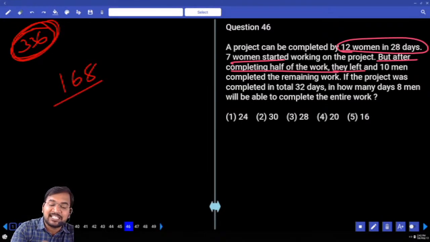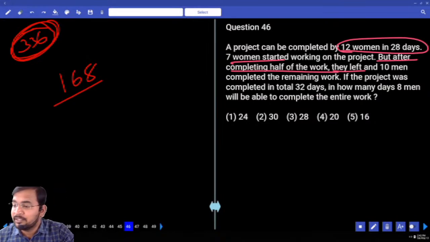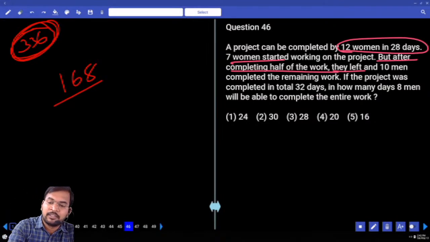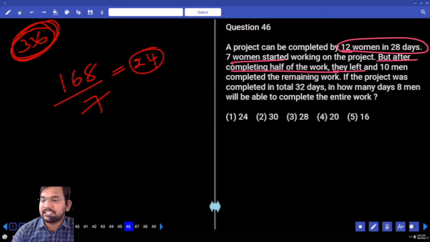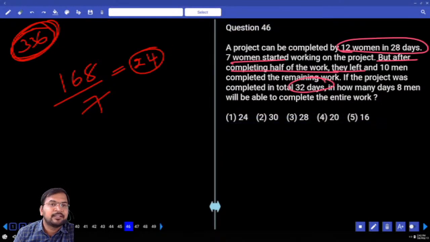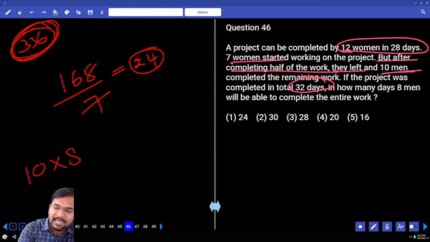168. How many women? 7 women. 7 women, how many days will it take? 24 days. In total it will take 32 days, so the remaining days are 8. Now, 8 days, how many workers? 10 men, 8 days.